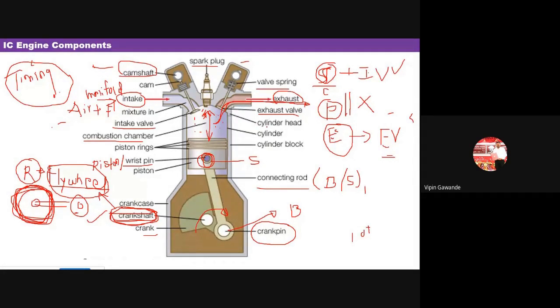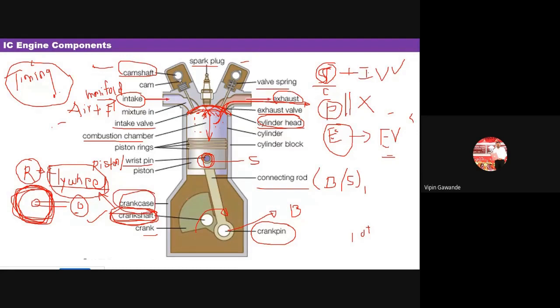Now cylinder head means what? The upper portion of the cylinder, this is called what? Cylinder head. And the cylinder head provides the facility for what? Intake valve, then spark plug and fuel injector. So everything is mounted on the cylinder head. Now at the bottom we have the crankcase.